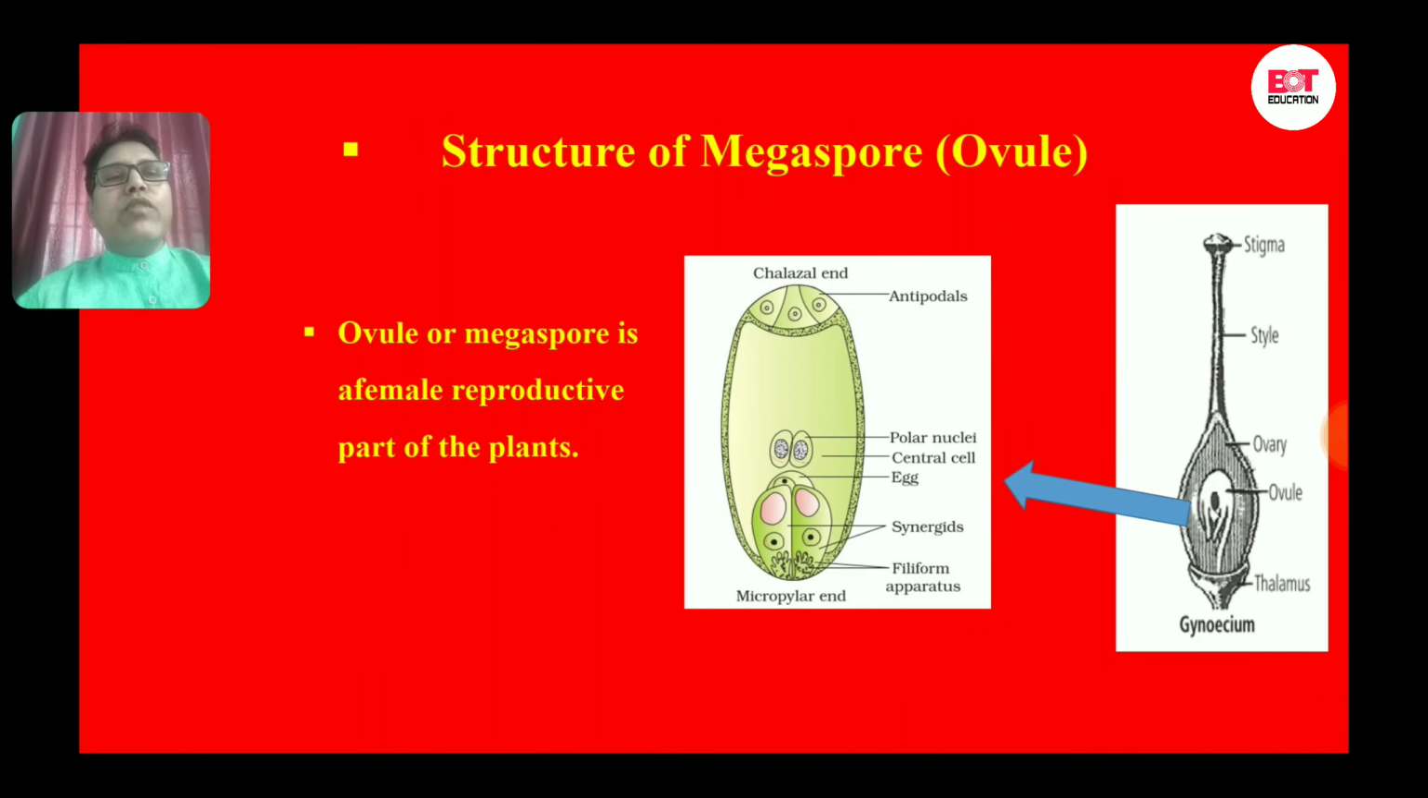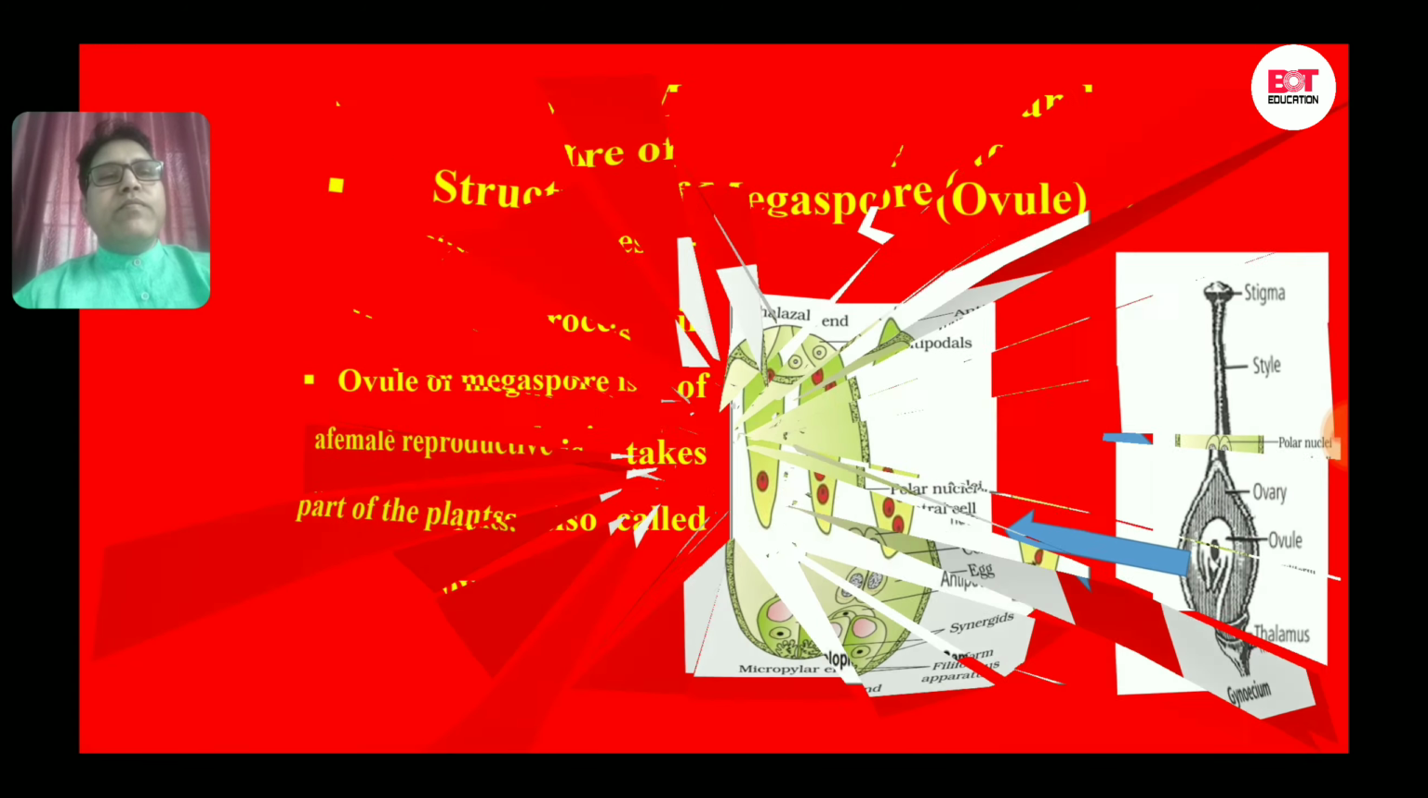Now let us see the structure of the megaspore, that is the female gametophyte. This is what we call the complete ovule. It is the female reproductive structure, developed from the ovary, style, and stigma. This is the structure of the gynoecium. So this ovule will be developed in this particular way. Now let us see how it develops.